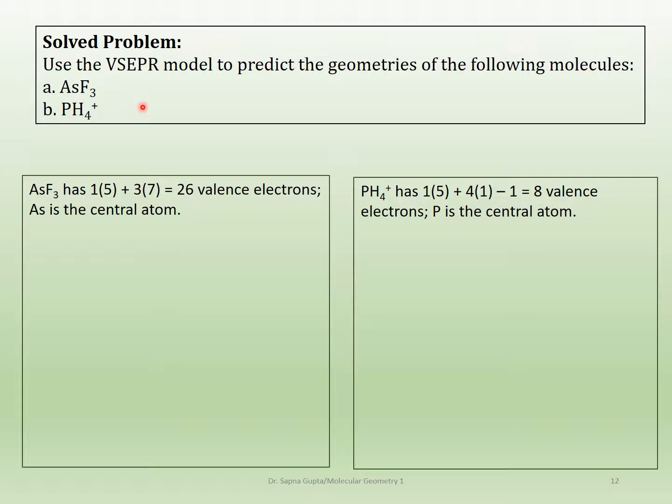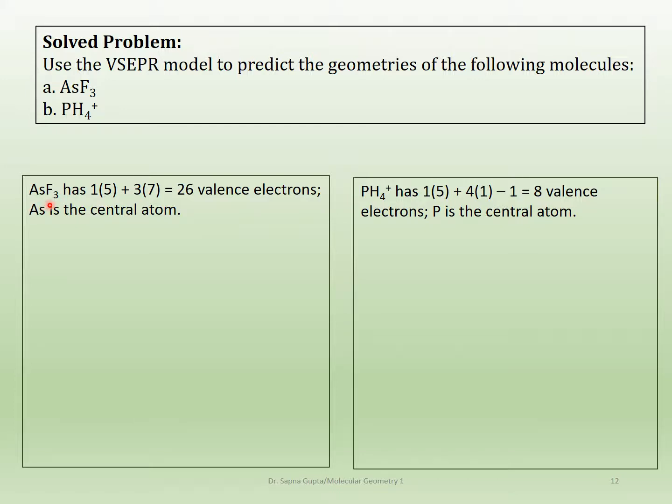Let me solve a problem with you. And this one is, of course, making a model. So use the VSEPR model to predict the geometry of the following molecules, AsF3 and PH4+. So one is a neutral molecule, the other one is a cation. So let's start with the first one, which is AsF3.